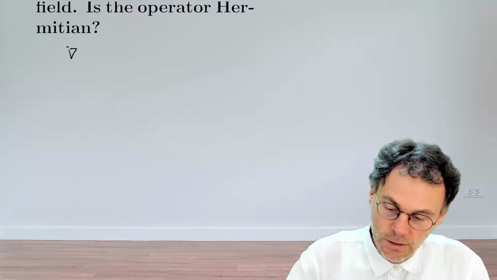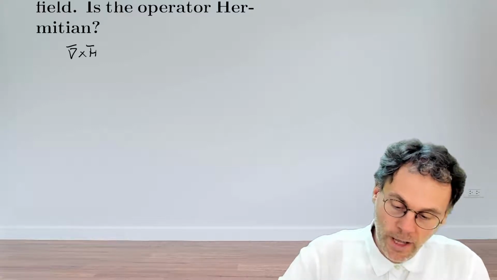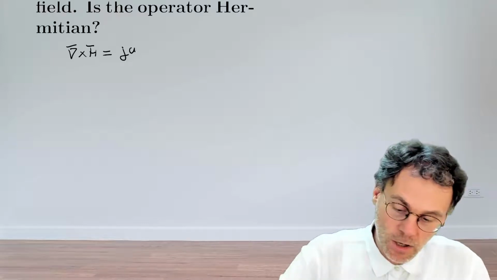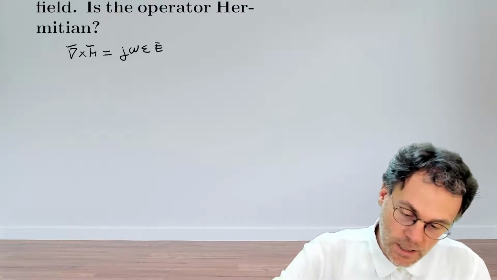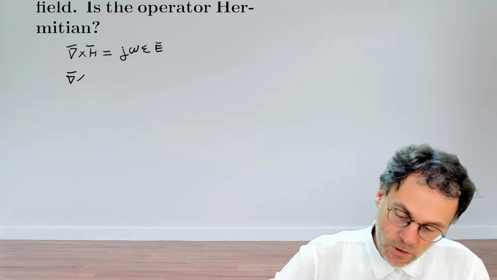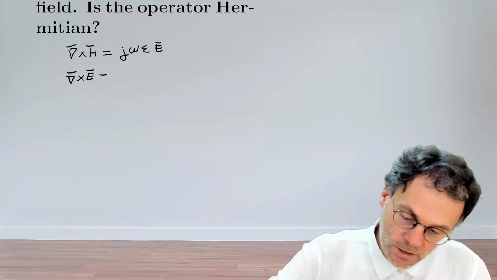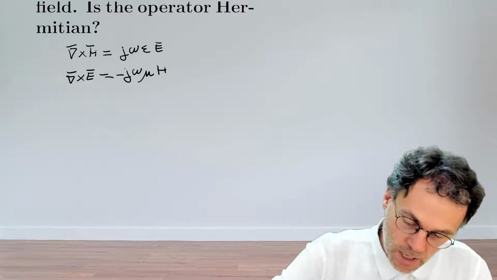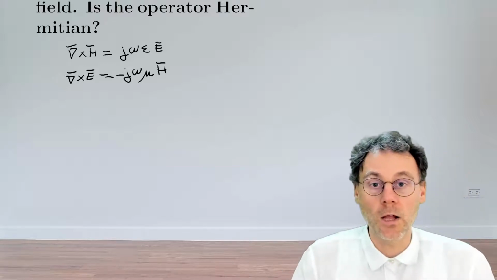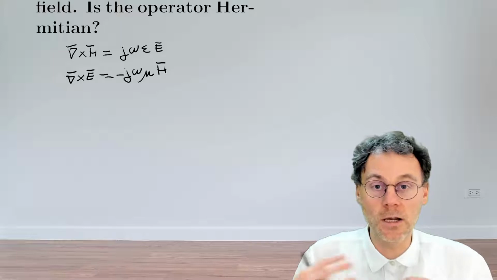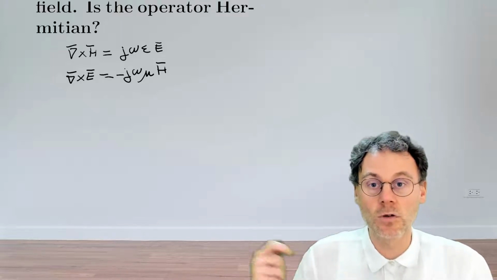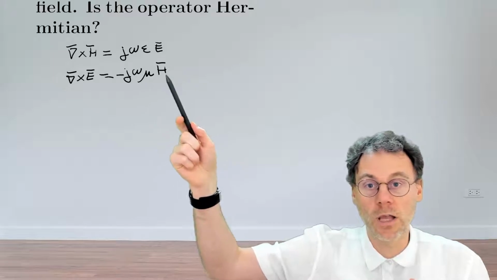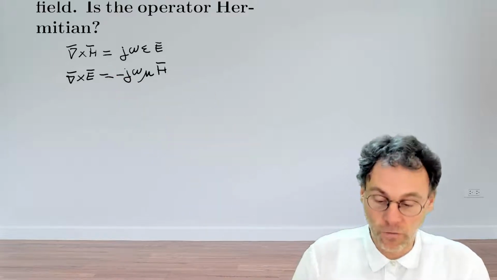So let's write these down. On one hand, we have that the curl of the magnetic field is j omega epsilon E. And we also have that the curl of the electric field is minus j omega mu H. Now what we should do is come up with a single equation for the electric field. So obviously the plan is to calculate the value of the magnetic field from the second equation and then substitute that in the first equation.